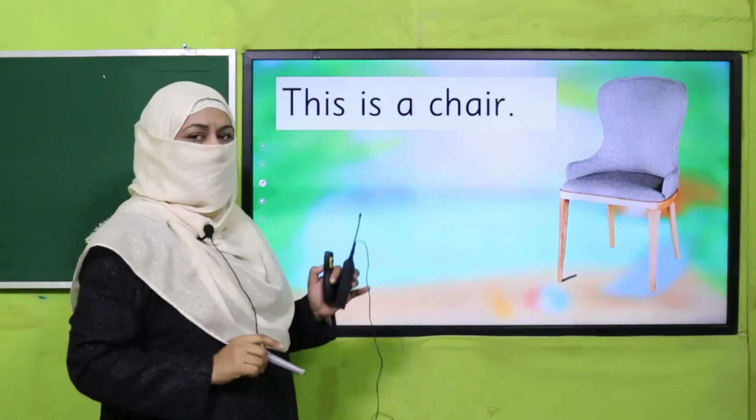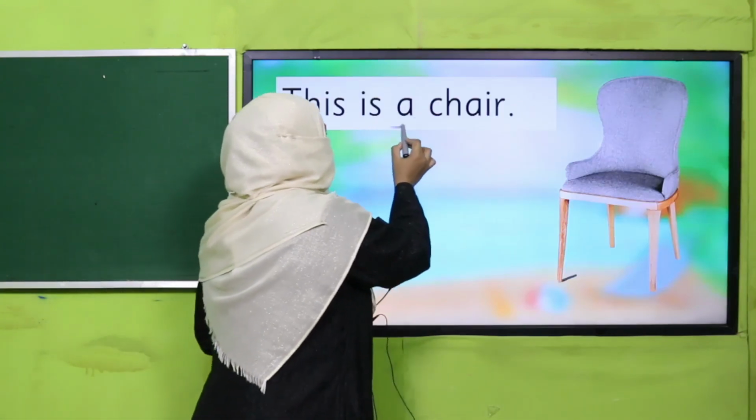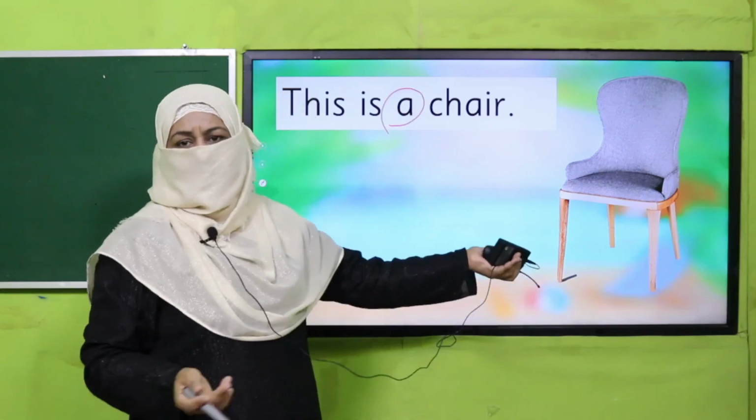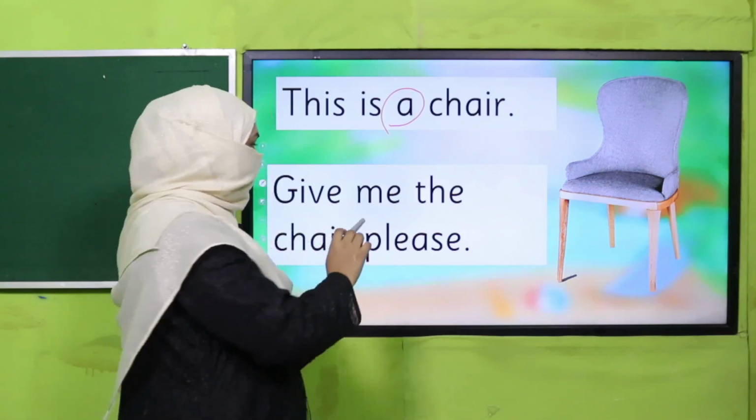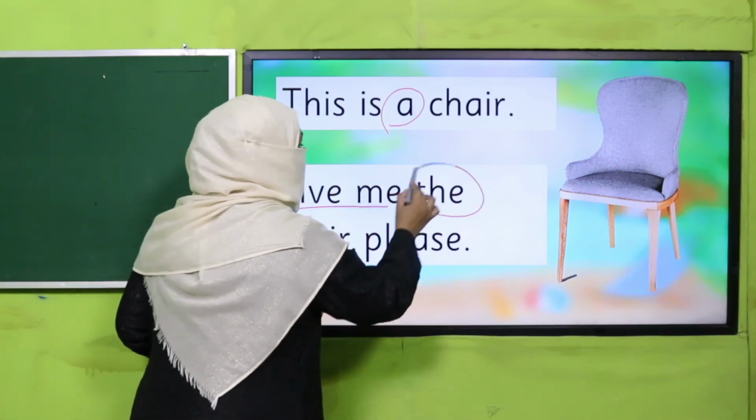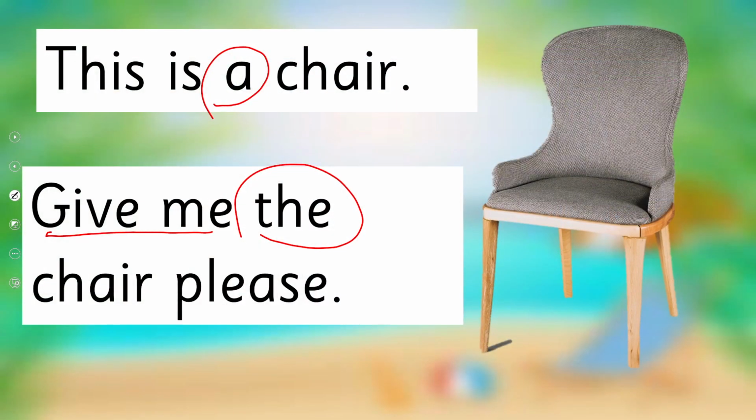How? As I told you, if I ask you, this is a chair, it means this can be any chair. But if I say, give me the chair, it means I am pointing to a specific chair. Give me the chair. The one I'm pointing to, you will bring that to me.